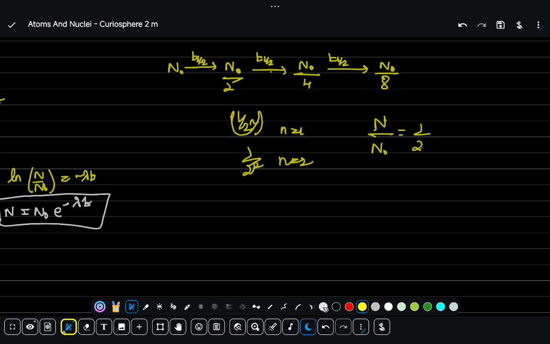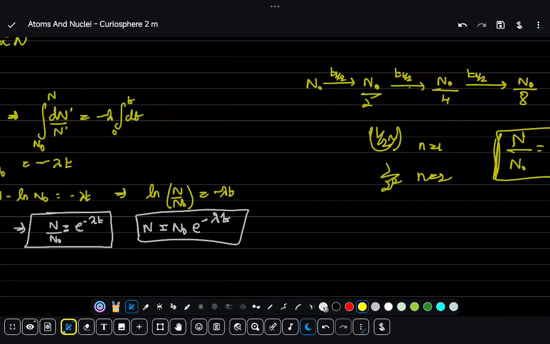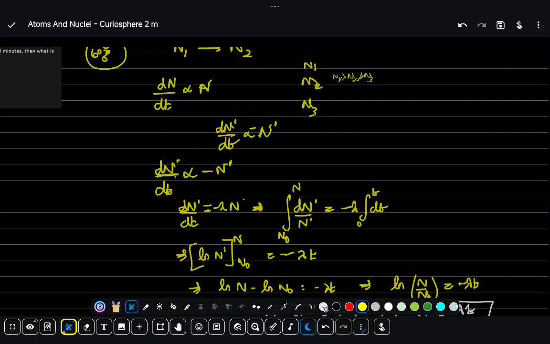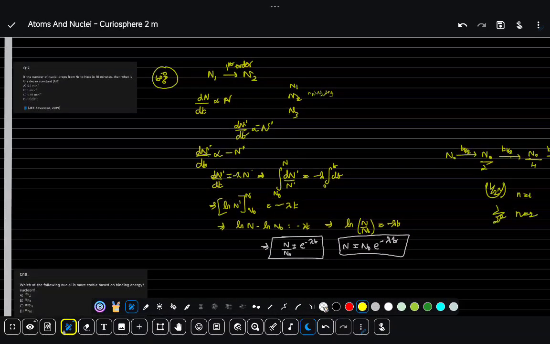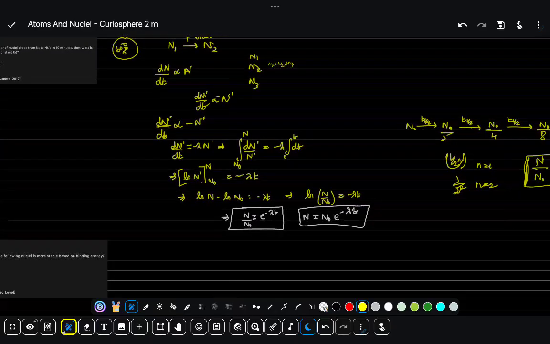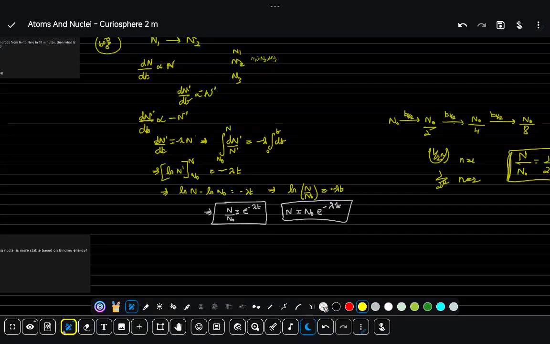1 by 2 power n. Get the point? After each half life, the value decreases by 2. So it is exponentially decreasing. So it is 2 power n, 1 by 2 power n. I hope you got this intuitive idea. If you have any doubts, you can ask me. No doubts, right? Okay, fine. Now we go. This is the concept of the derivation I was talking about. It's differential equations, guys. Trust me, differential equations are wonderful, actually wonderful.